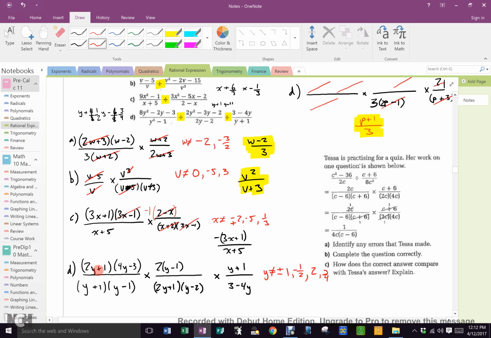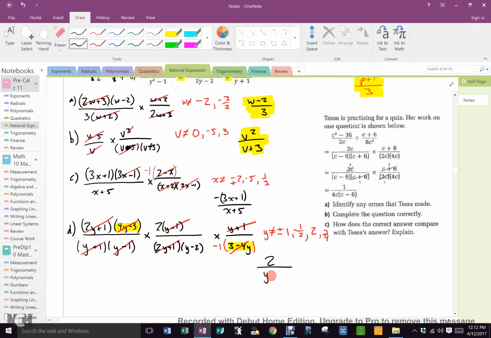And then I start canceling. 2y plus 1, 2y plus 1. Y minus 1, y minus 1. Y plus 1, y plus 1. Now, what is happening here and here? If I make that guy negative 1, they're gone. So what's the only thing left? 2, right there, over what's still on the bottom, y minus 2, and all that has to be negative.